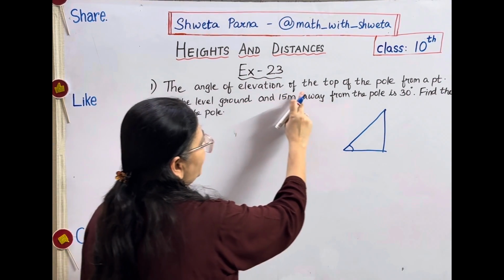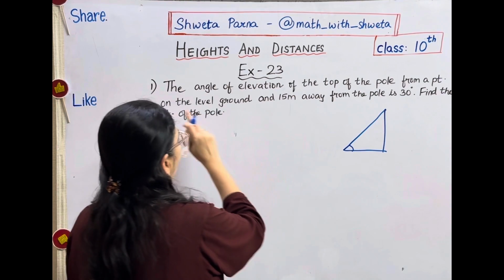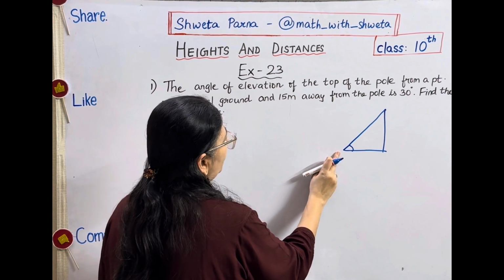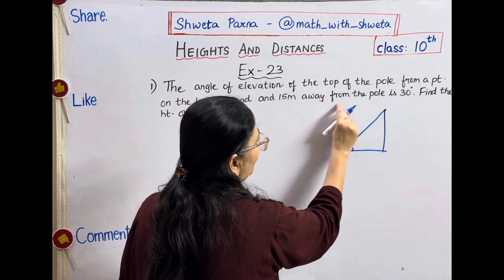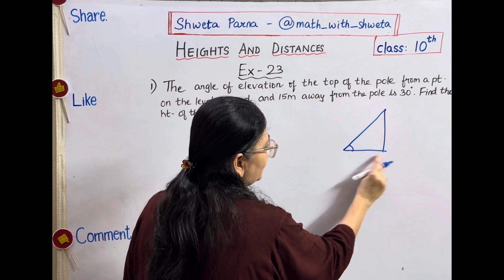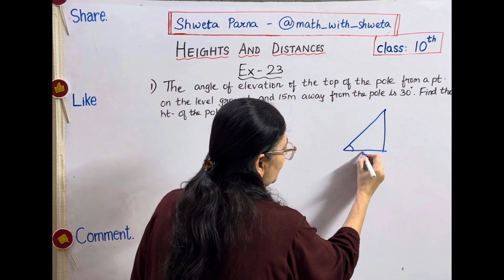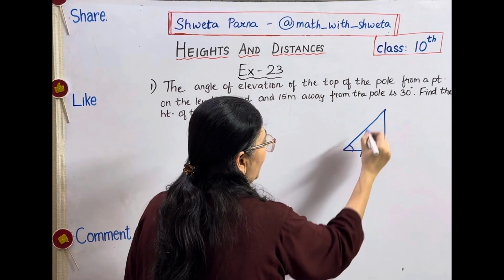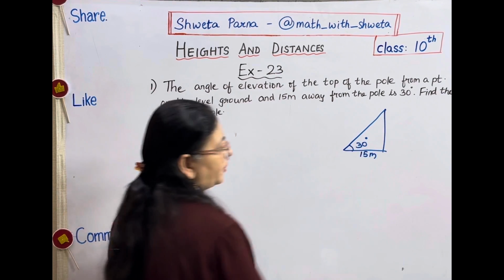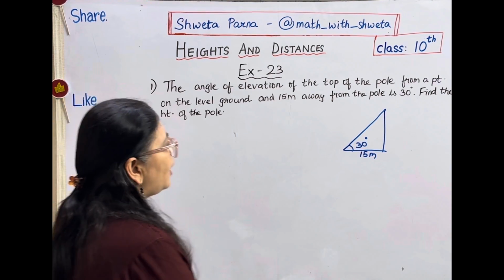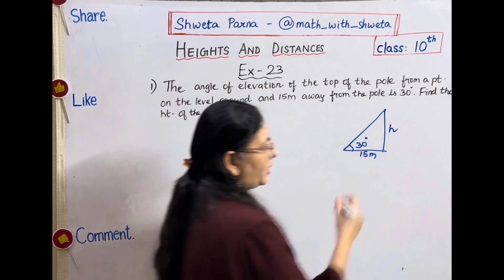So the angle of elevation of the top of a pole from a point on the level ground and 15 meters away from the pole. So this is 15 meters away from the pole. So this is 15 meter and the angle is 30 degree. Okay, find the height of the pole. You have to find h.